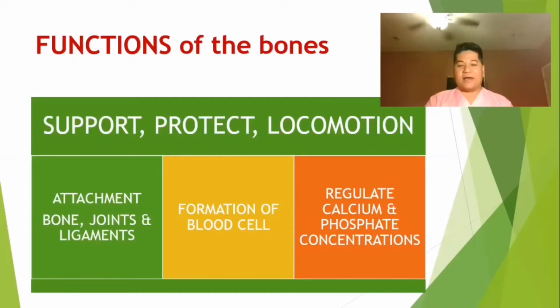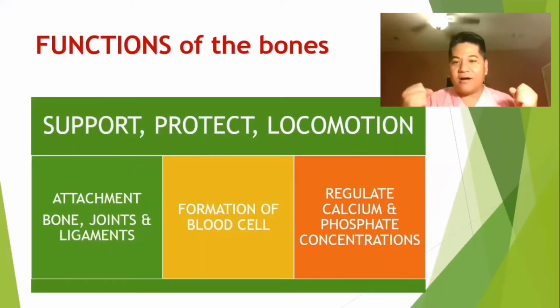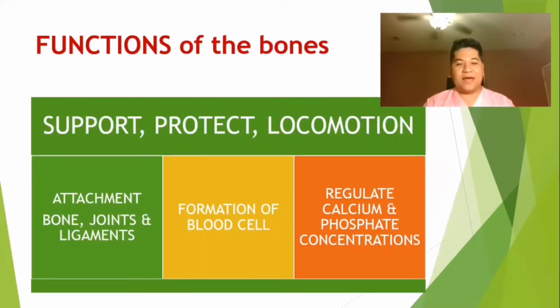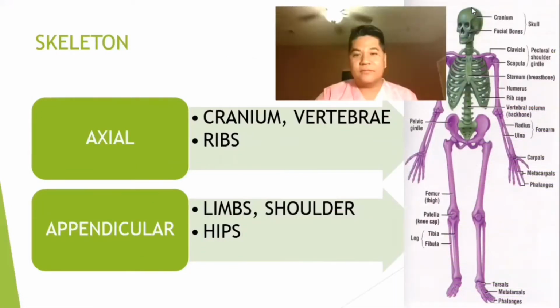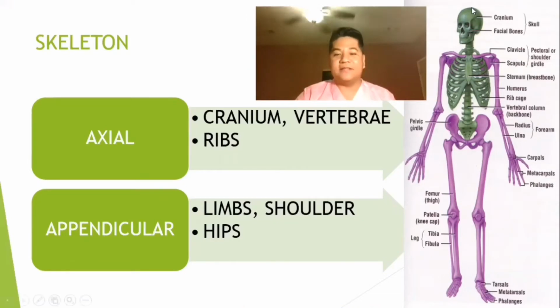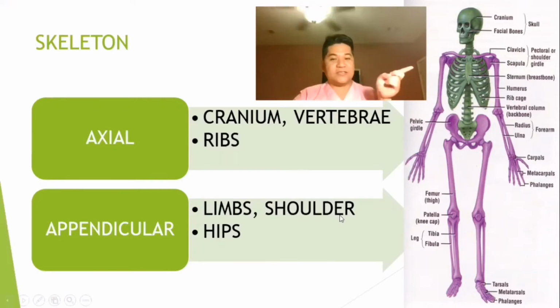That's why calcium is deposited on our bone to make it harder. It should not be deposited in the blood, as that would cause hypercalcemia. Okay, remember that. So those are the functions of our bones. Next, we will have your skeleton. The skeleton divides into two: your axial skeleton and your appendicular skeleton.